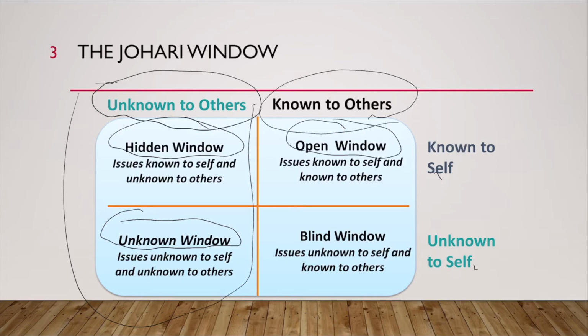And then the blind window, and these are issues unknown to you, but others know it. There could be a circumstance where you are coming across abrasive with the individuals, and you don't know that you're doing that. You're not sensitive to that, but they know that you are abrasive. And I've seen that time and time again. People come across in different ways, and they may not realize they're coming across that way.